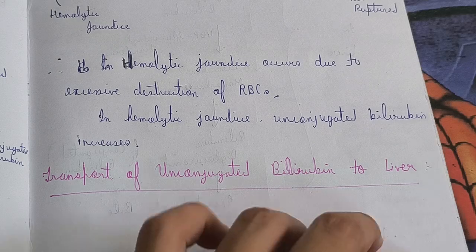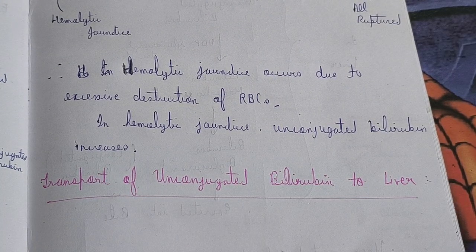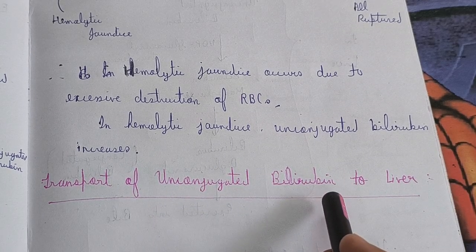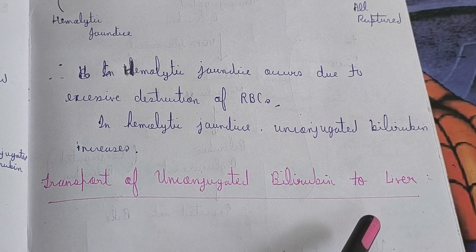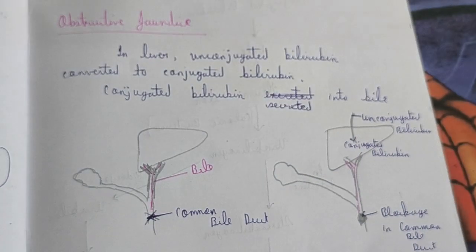Now I am going to explain hepatic jaundice, but before that you should understand the transport of unconjugated bilirubin to the liver, and what happens when unconjugated bilirubin reaches the liver.